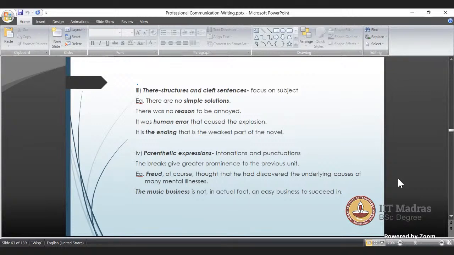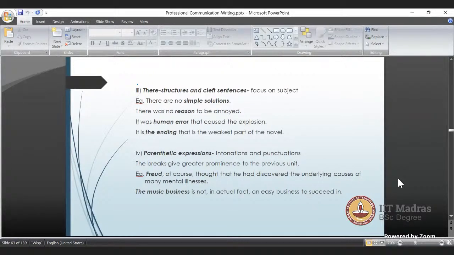You would have seen all these sentences, very common ones. If not the sentences themselves, these kinds of constructions would be very familiar to you, right? There are no simple solutions. There was no reason to be annoyed. It was human error that caused the explosions. The ending, that is the weakest part of the novel. Both these constructions, one with there and the second one with it, are very common constructions in the English language. Now, why do we use them?